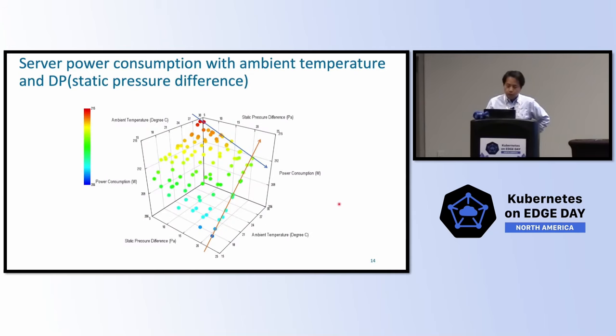CPU is one important factor, but we also consider ambient temperature and airflow static pressure difference. The idea is that when the ambient temperature becomes higher, the server power consumption will be higher because the server needs to increase the fan speed. And when you have a higher static pressure difference, which means you have smoother airflow going into the server, it can help the server push its hot air out of the server. So this can help reduce server power consumption.